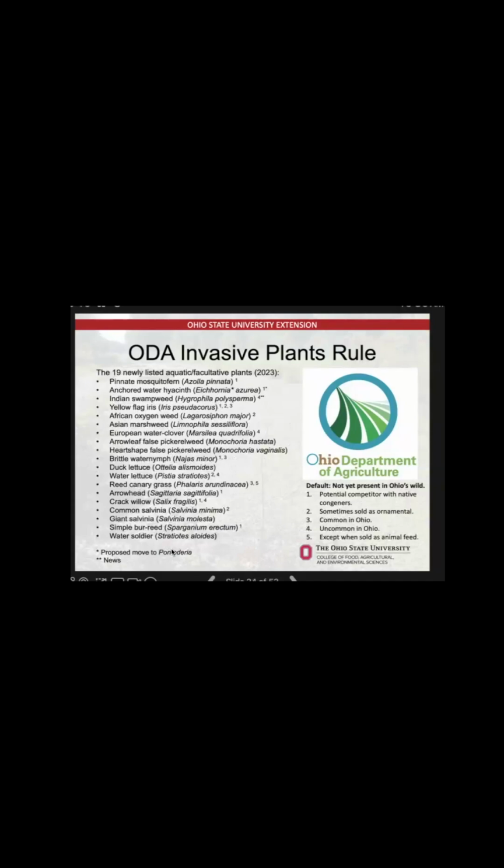The default on this list is these were mostly organisms that were not yet present in Ohio, and we didn't want them to come here and become a problem because they were demonstrated to be a problem in other places where they have invaded, with some exceptions like yellow iris, and those exceptions again are listed in the footnotes. So have a quick look and ask questions if you've got them. Who enforces this, or what's the regulatory body for that?